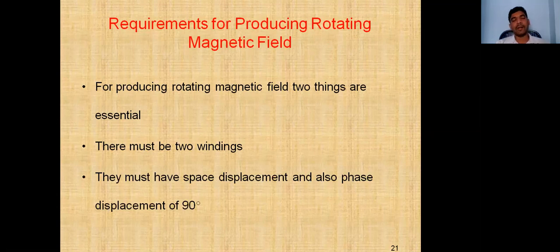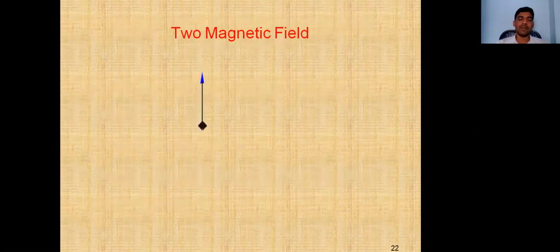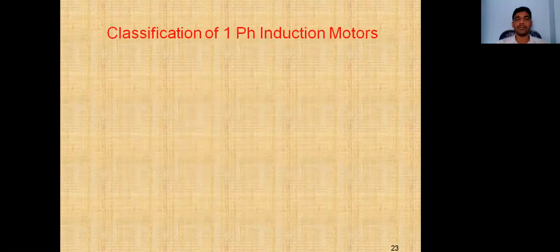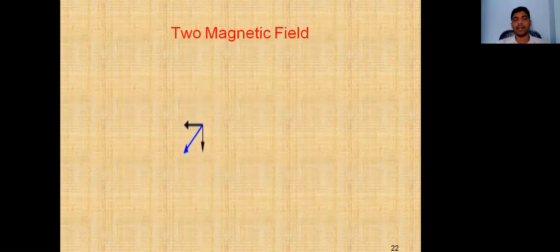So, for producing a rotating magnetic field, two things are essential: two windings, with space displacement and also phase displacement of 90 degrees. So, two magnetic fields produce a rotating magnetic field.